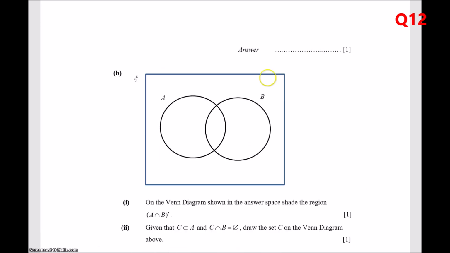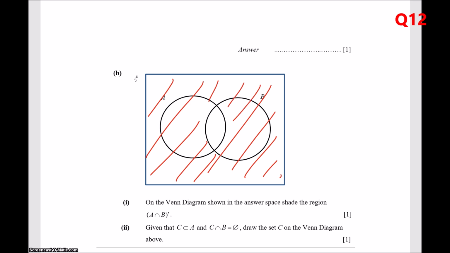The next part of this question is the shading part. We need to shade the region A intersect B prime. Let's start with where A intersect B is first. A intersect B is over here, but that's not what I want. In fact, I want the opposite of this area. Wherever I'm not shading now is the answer. So I just reverse everything. I shade everything except this part, and that's my answer for part 1.